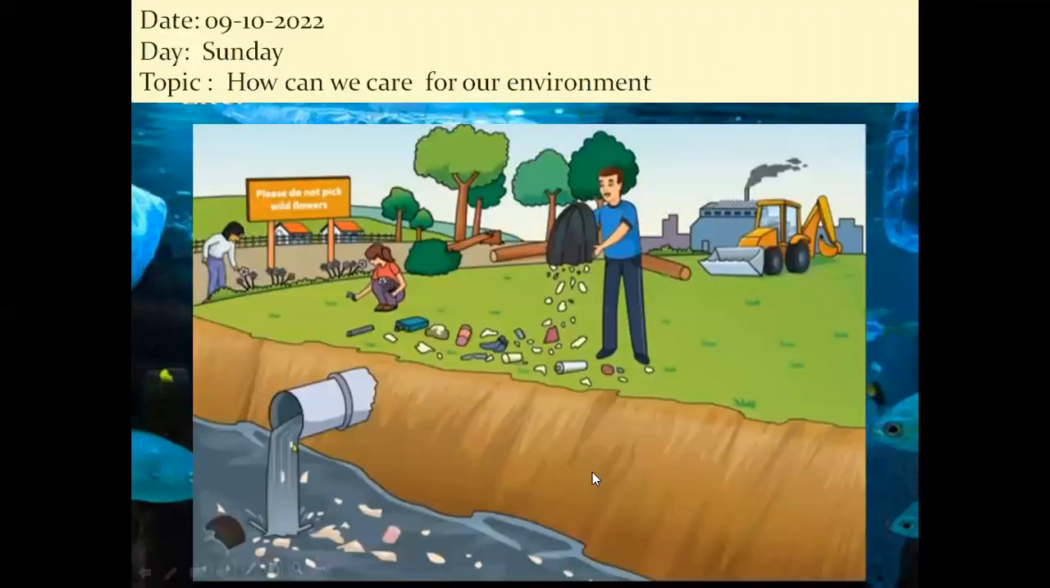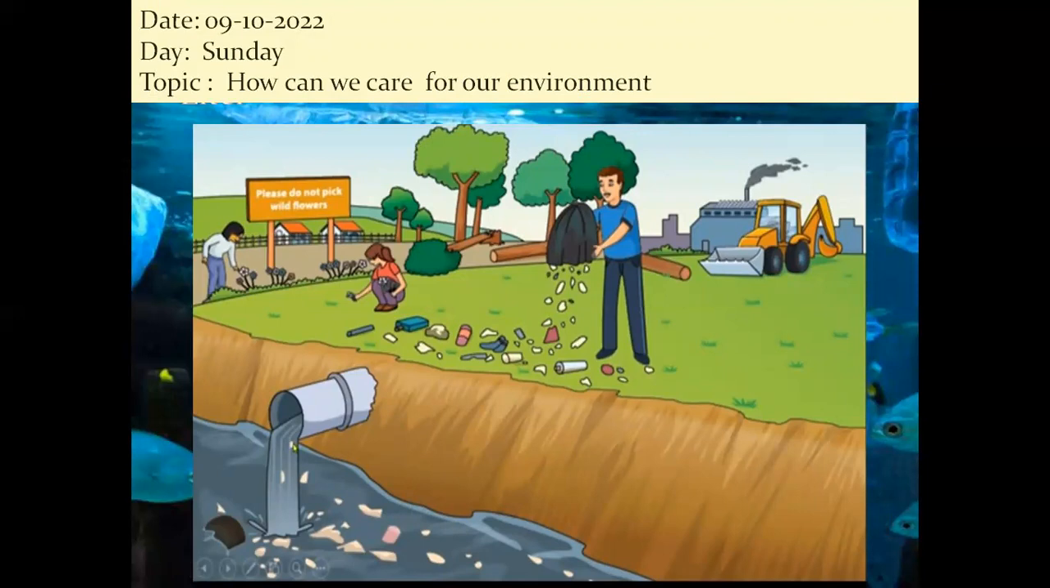So you can see here what some of the people are doing. They are just cutting the flowers, picking the flowers, cutting the trees, throwing the litter near the beach. Dirty chemical water is mixing with the clean beach water. So what is happening? It is harming our environment.